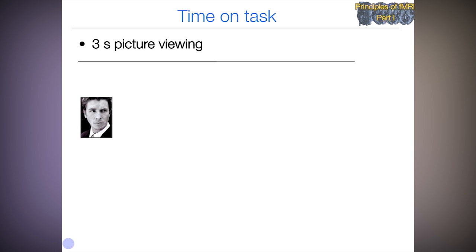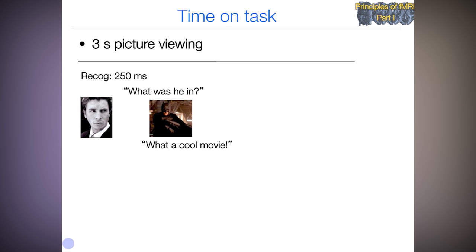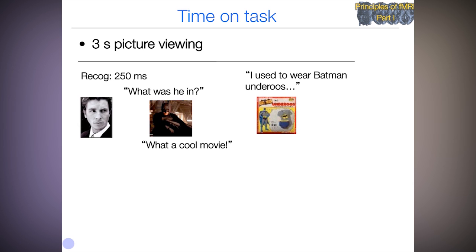Let's now look at what happened during that first 3 seconds of picture viewing. You see the face. Work by Truett, Allison, and others demonstrates that the initial recognition process, which is what we're interested in studying here, happens in about the first 250 milliseconds. So I instantly recognize this person. After that, I start to think, what movie was he in? Oh, that was a great movie. I love Batman Returns. And then you might think back to your past.